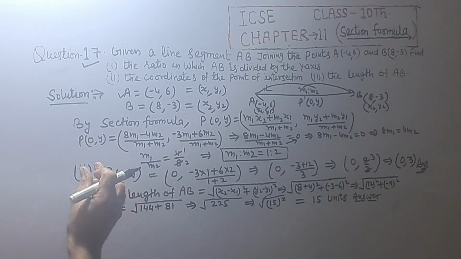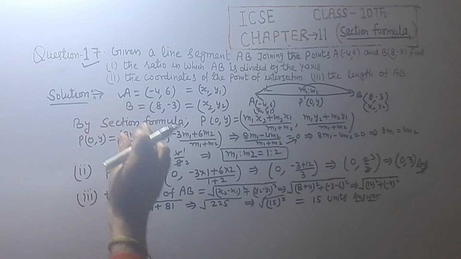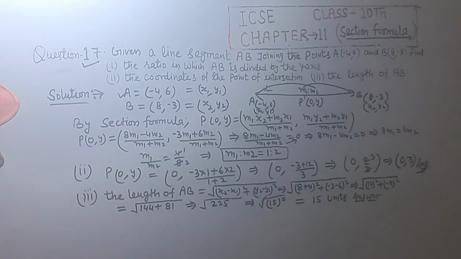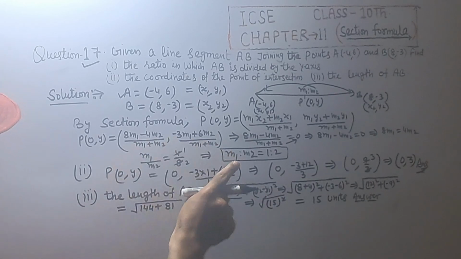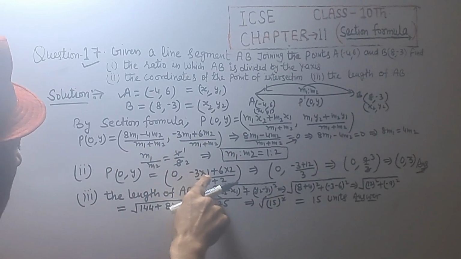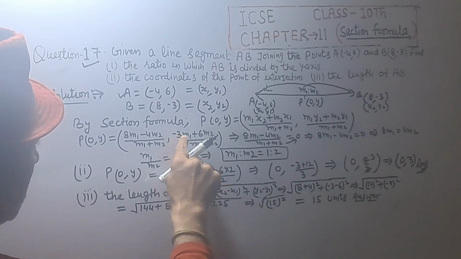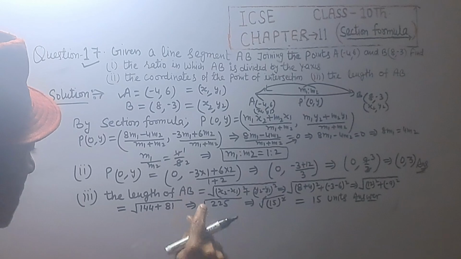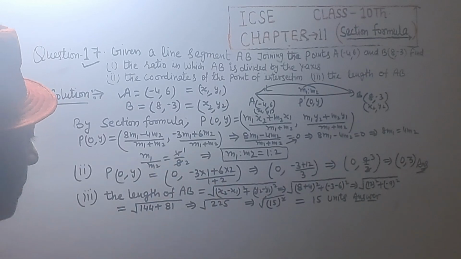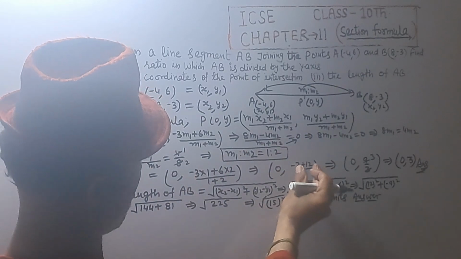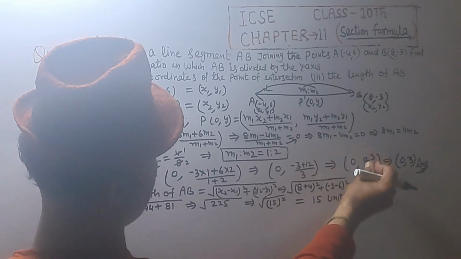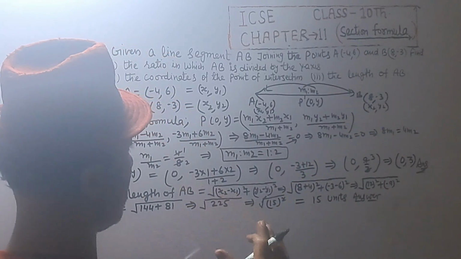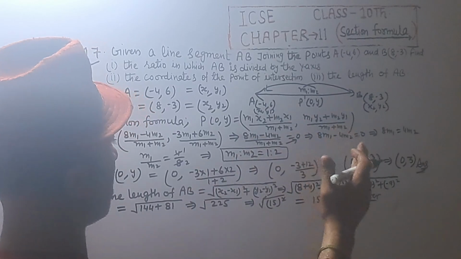The first part is done, and the second part is the coordinates of the point of intersection, that is P(x, y). The first point x is 0, then 0 comma (-3 into m1, which is 1, plus 6 into m2, which is 2) divided by (1 + 2). -3 plus 6 2s are 12. 12 - 3 is equal to 9. 9 divided by 3, 3 3s are 9. And we get the point of intersection is (0, 3).